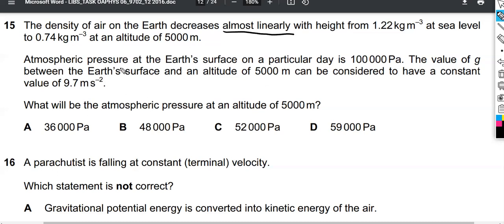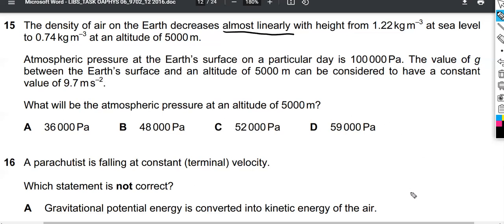Atmospheric pressure at the Earth's surface on a particular day is 100,000 pascals. You may recall from chemistry, 101 kilopascals is the value we typically use for atmospheric pressure. The value of g between the Earth's surface and an altitude of 5,000 meters can be considered to have a constant value of 9.7 meters per second squared. So we're used to using g equals 9.81, but the language of this sentence is a big clue in terms of how to approach the rest of it. It really is. What will be the atmospheric pressure at an altitude of 5,000 meters?